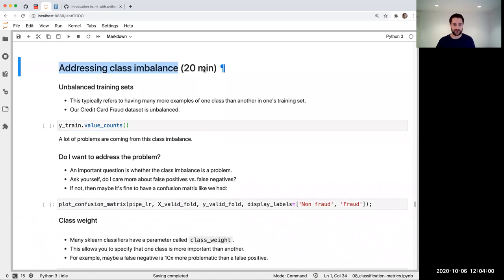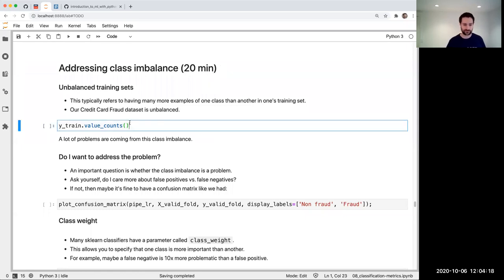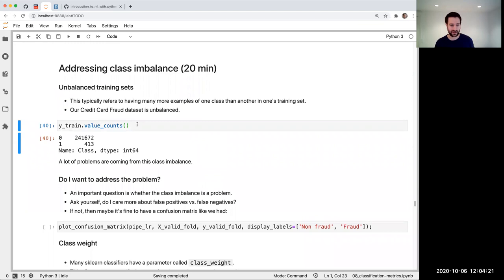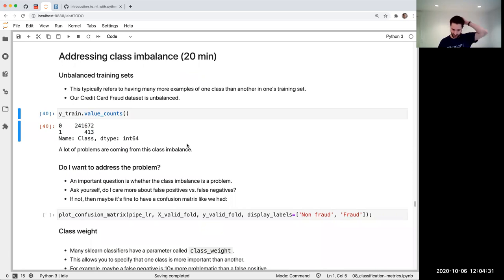So I want to talk about addressing class imbalance. And basically, we already talked about the fact that you can adjust the threshold, which is a reasonable thing to do. I'm going to talk about a way of doing this that is kind of easier in scikit-learn, but basically the same thing. So we'll get to that in a second. But first of all, again, this value counts function in Pandas is just going to tell you, okay, we have 240,000 not frauds, 400 frauds. And we're having all these issues. So accuracy is not really useful.